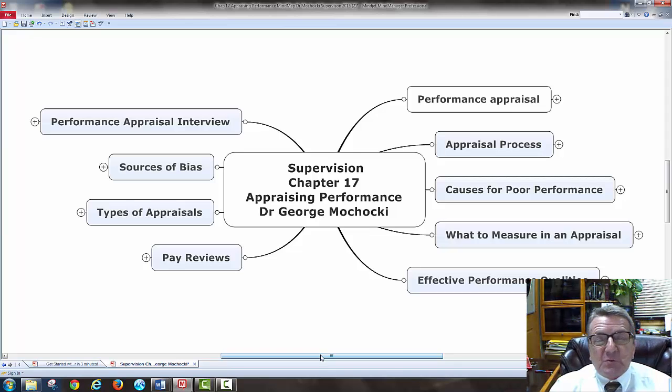Okay, my name is Dr. George Mochocki, and we've completed another series in supervision from a supervisor's perspective, or a small business manager, owner, entrepreneur. We talked about how to do performance appraisals, a little about the processes, causes for poor performance, so when you go in there, you have an idea how to help the individual, how to measure an appraisal, and the effective qualities of a good performance appraisal. Your pay review should be tied in with appraisals.